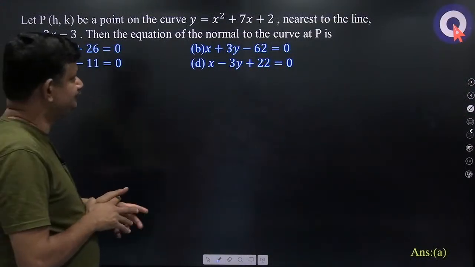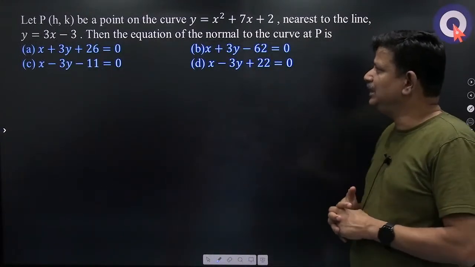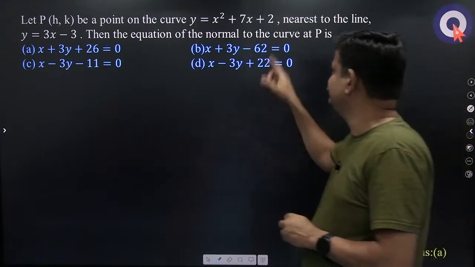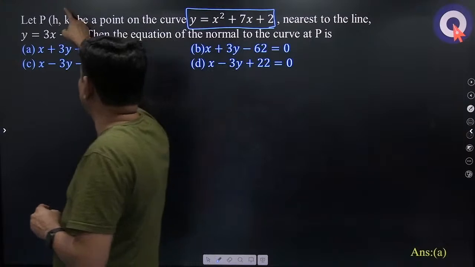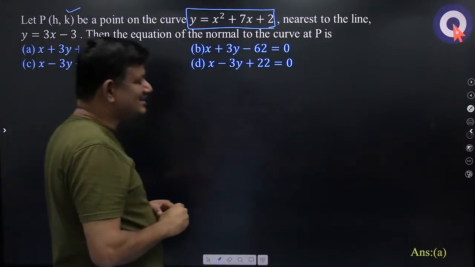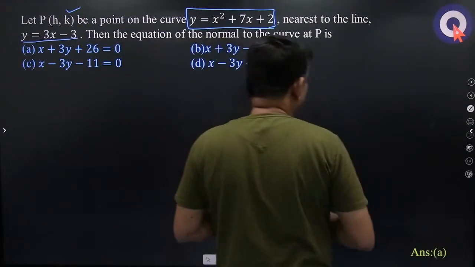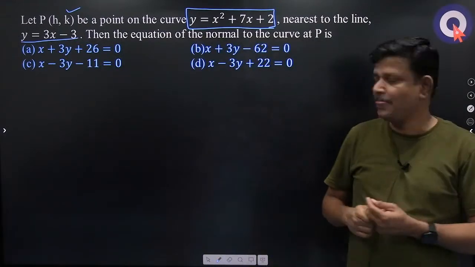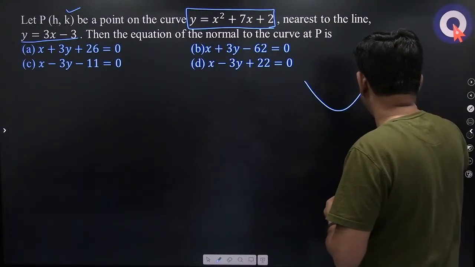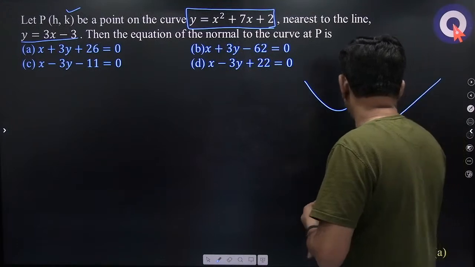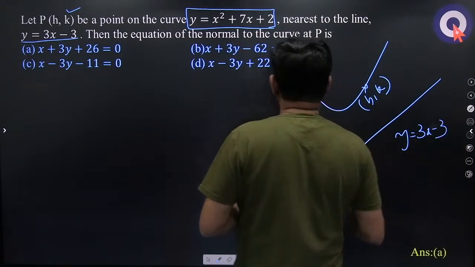Another question. Let P h comma k be a point on the curve. The curve is given. P h comma k is a point on this curve, which is nearest to the line. Again, same pattern question. One parabola is given and another straight line is given. So I want a point on the parabola, h comma k, which is nearest to the given line y is equal to 3x minus 3.